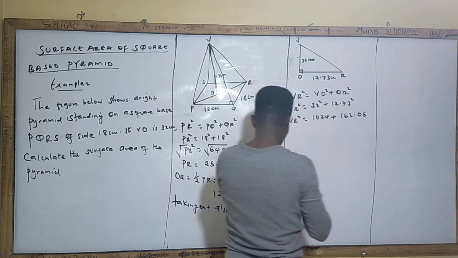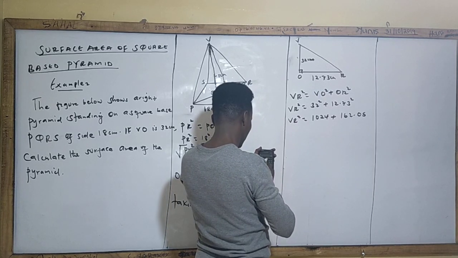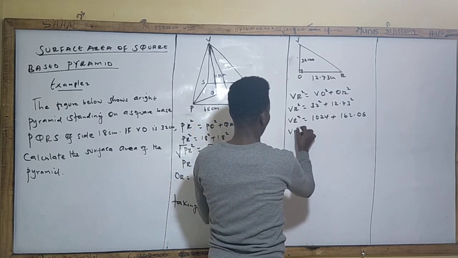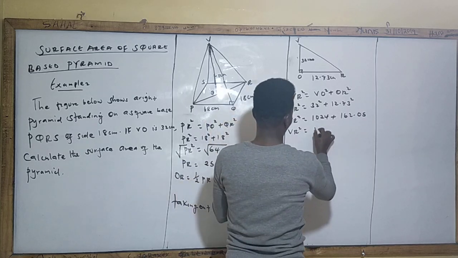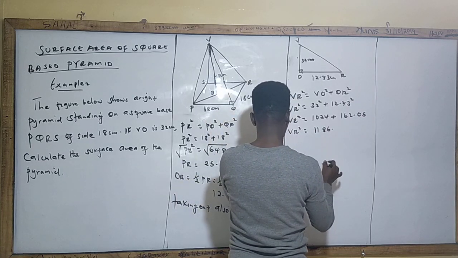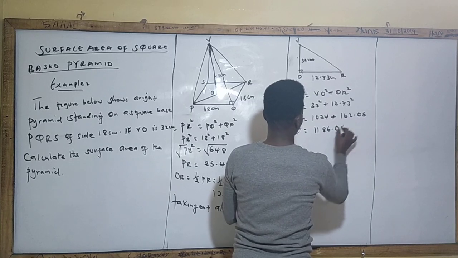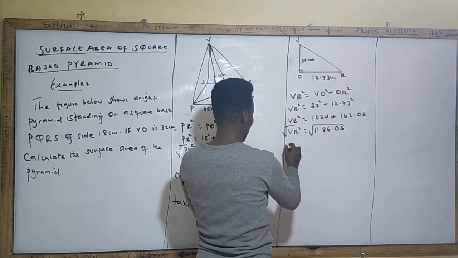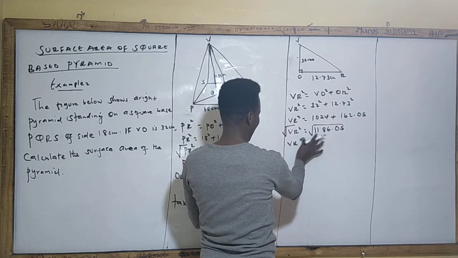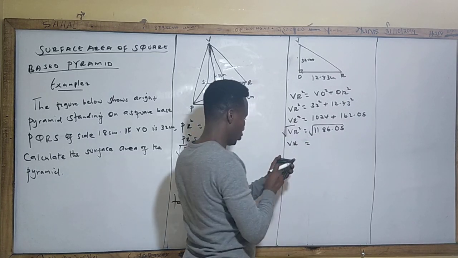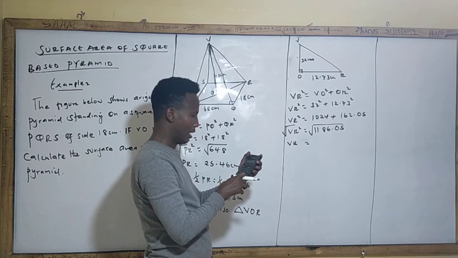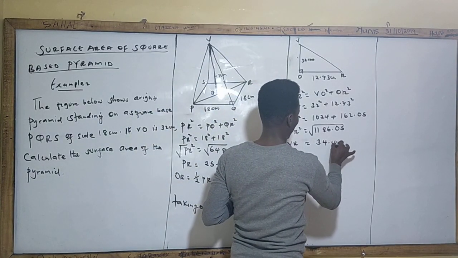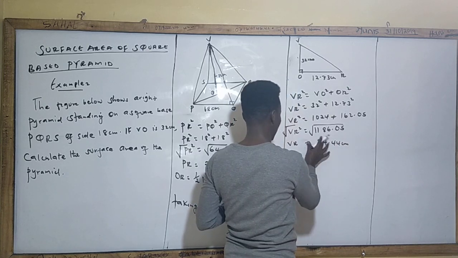05, okay? Plus 1024. So now VR squared is equal to 1186.05. Then introduce root. So VR alone is equal to, get the square root, answer to be how much? That 4.44. That 4.44 centimeter.